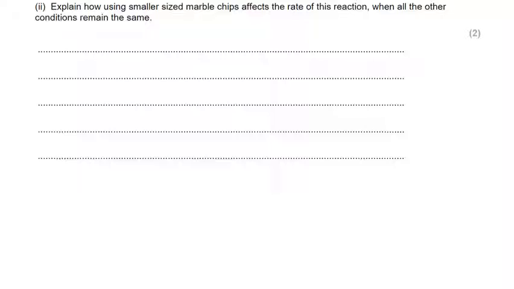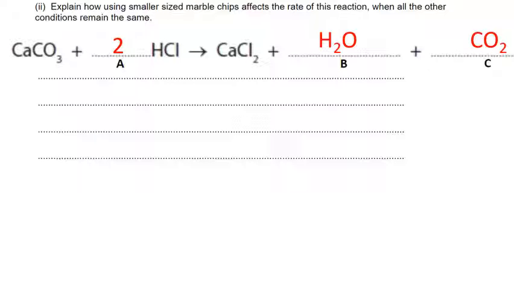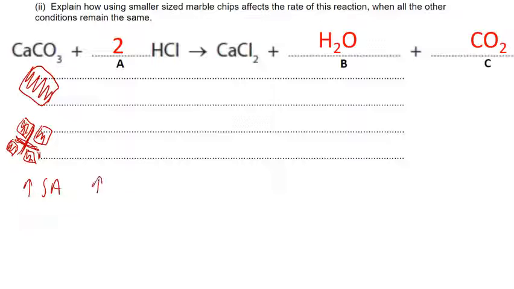Explain how using smaller sized marble chips affects the rate of this reaction when all the other conditions remain the same. So here's our equation, and we're saying that instead of using a big marble chip, we're going to break that down into smaller pieces. So if we break that down into smaller pieces, we've got more area exposed. We've got a higher surface area, because all of this part in the middle, which was hidden, is now exposed. So we have a higher surface area, and then that means there'll be an increased rate of reaction.